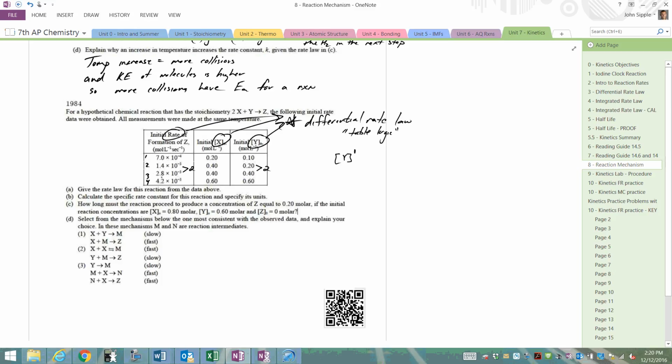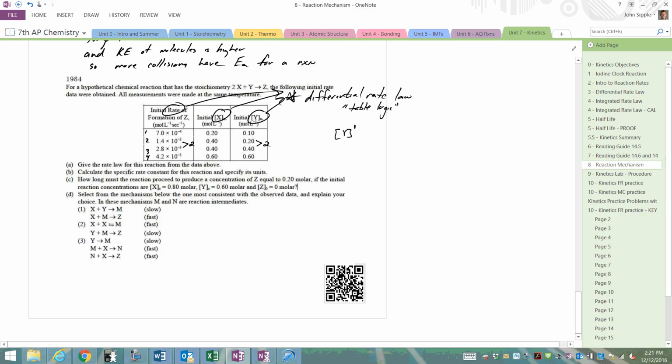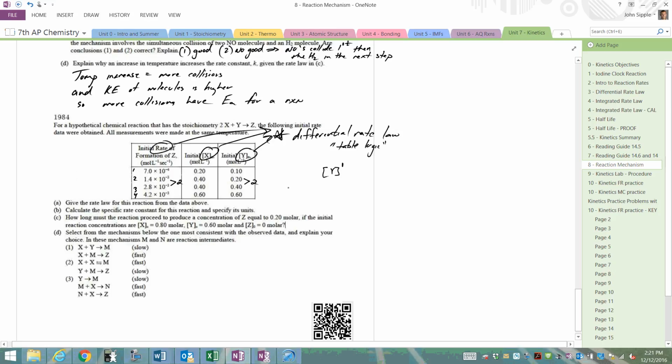All right. So when I set this up, and I like to work with whole numbers, I'm going to take reaction 3 and put it over reaction 2. Basically, I have the rate of reaction 3, so 2.8 times 10 to the minus 3 over 1.4 times 10 to the minus 3, and that's equal to K. And for reaction 3, it is 0.4 raised to some power X, right? I don't know what the order is with respect to X, okay?